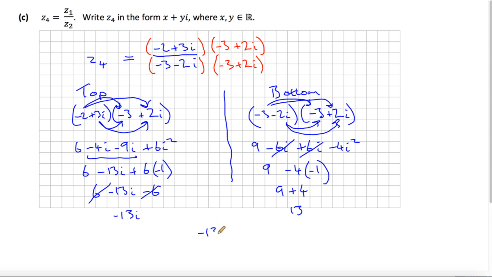So you've got minus 13i on top over 13. And that is equal to minus 1i. So you might think, well, minus 1i isn't in this form, but it is if we allow x to be 0. That's the same as 0 minus 1i, or 0 minus i, because 0 and minus 1, x and y, are real numbers. And that's the end of the question.